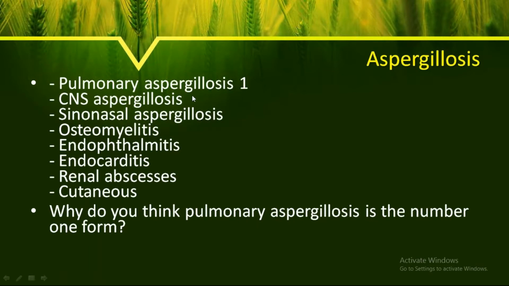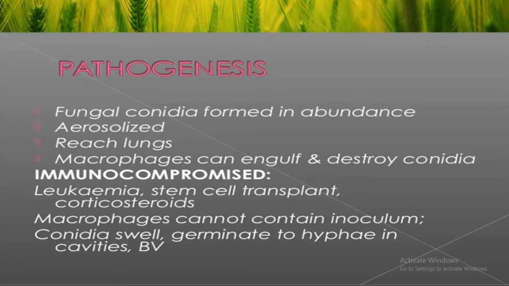So pulmonary aspergillosis is the commonest, followed by CNS, sinonasal, osteomyelitis, endophthalmitis, endocarditis, renal abscess, and cutaneous. So why do you think pulmonary aspergillosis is the number 1 form? Naturally, because the conidia will be inhaled, like we saw in the video. The fungal conidia are formed in abundance, which are aerosolized. They reach the lungs and then macrophages engulf and destroy conidia.